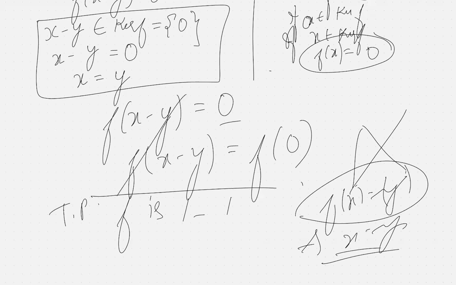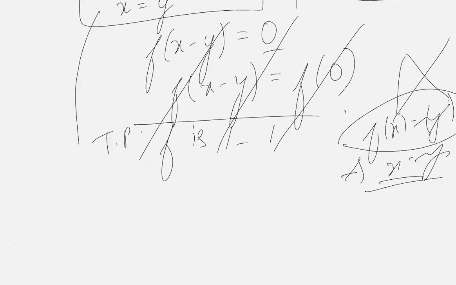Okay. So thus, because of this, we have proved that f is 1-1. Now, conversely, we will prove it the opposite way.